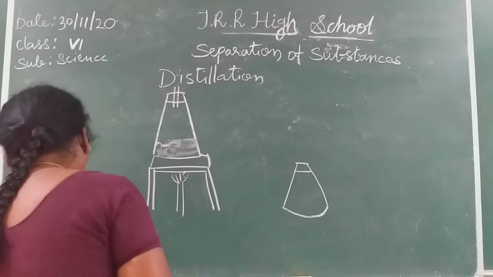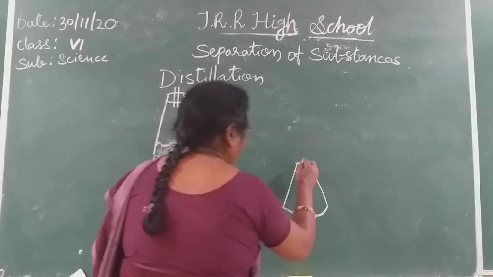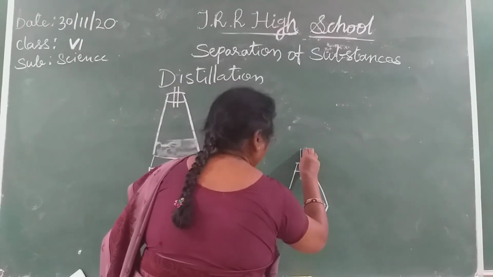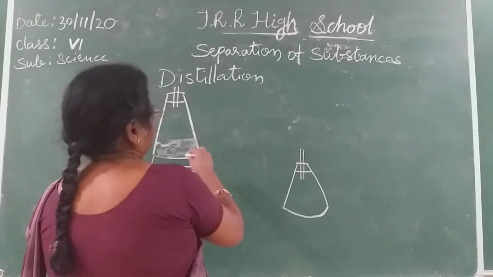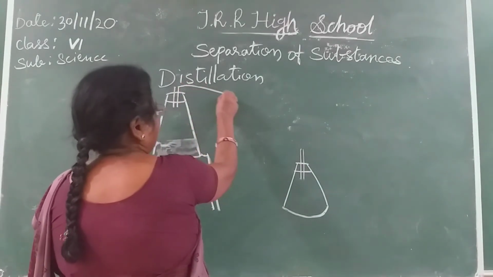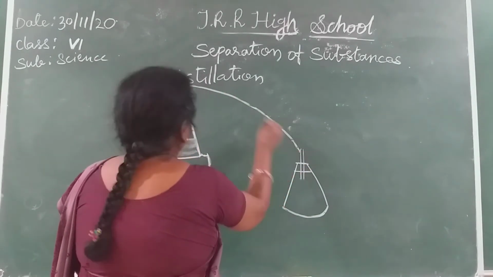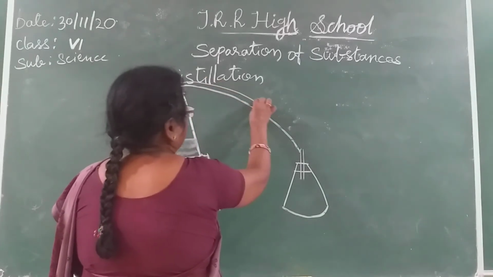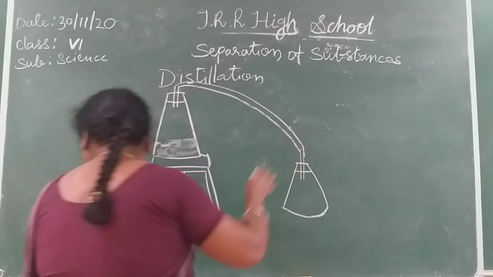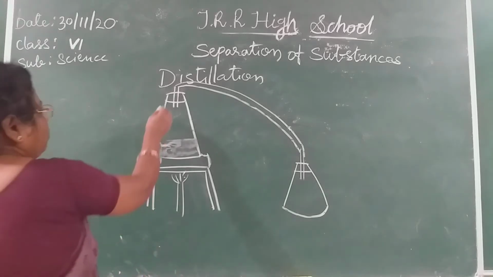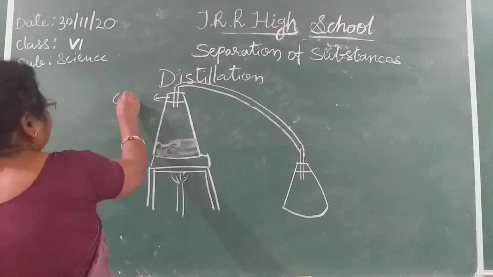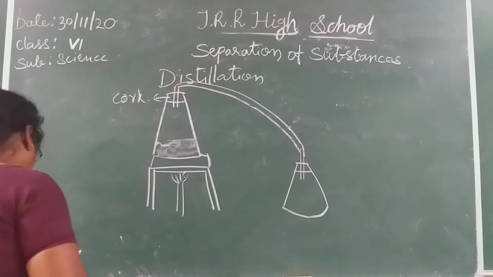This is also fixed with a one hole rubber stopper. In this you are taking the glass tube. Now these two glass tubes are connected with the rubber tube. This is what you call a cork.